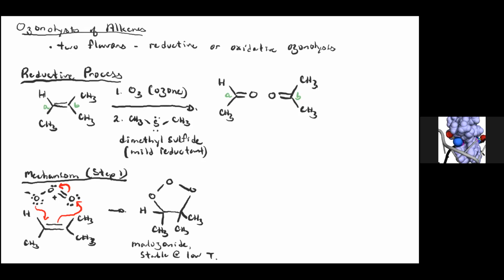Okay. But you've got an OOO linkage, and I just told you that the OO bond in hydrogen peroxide is very weak, about 36 kcals per mole. The bonds are even weaker here. And so if you warm up the molozonide, it does an interesting fragmentation reaction.